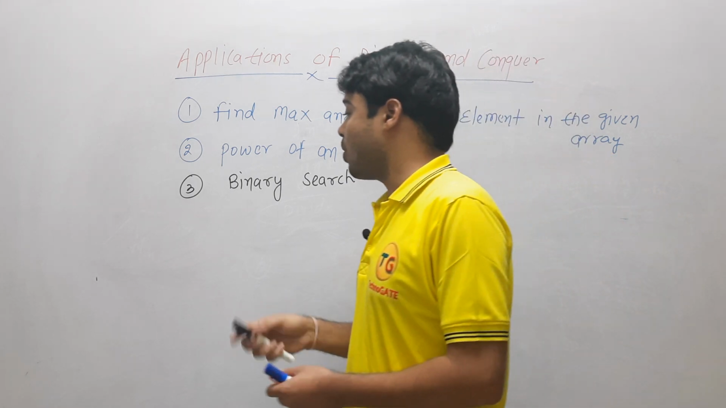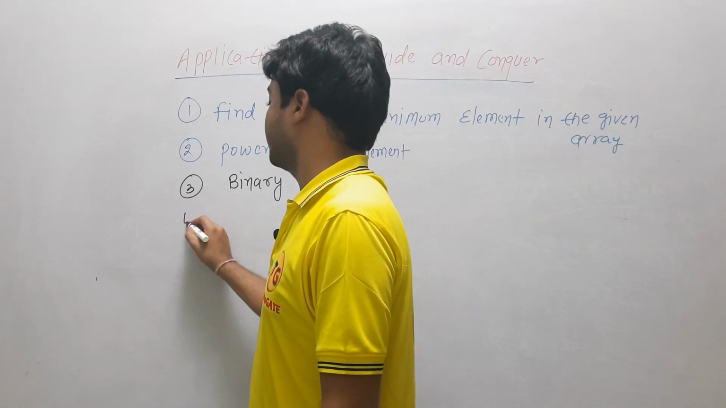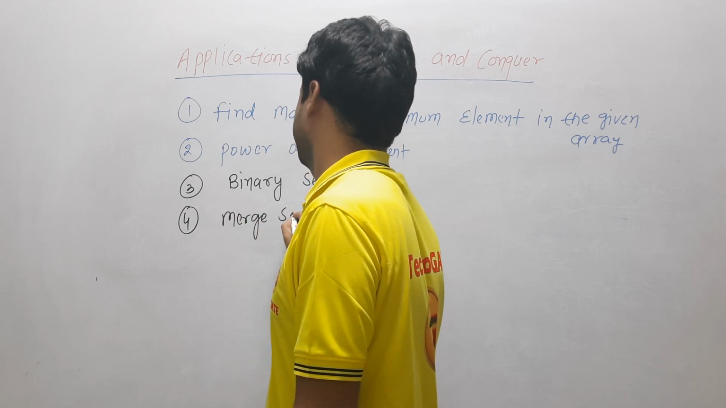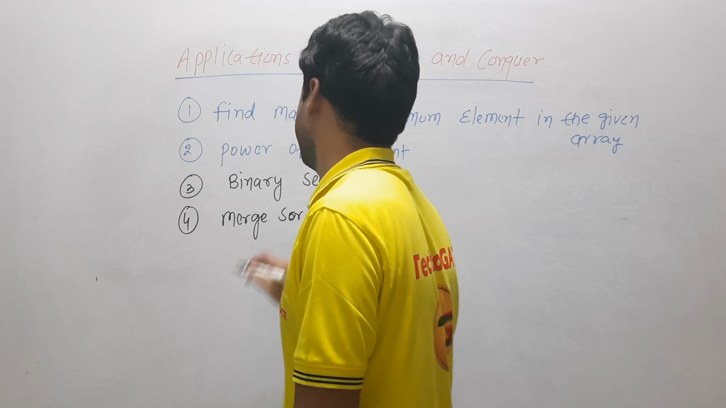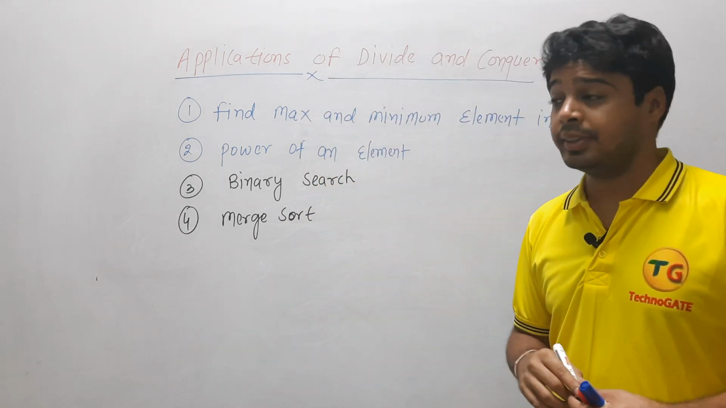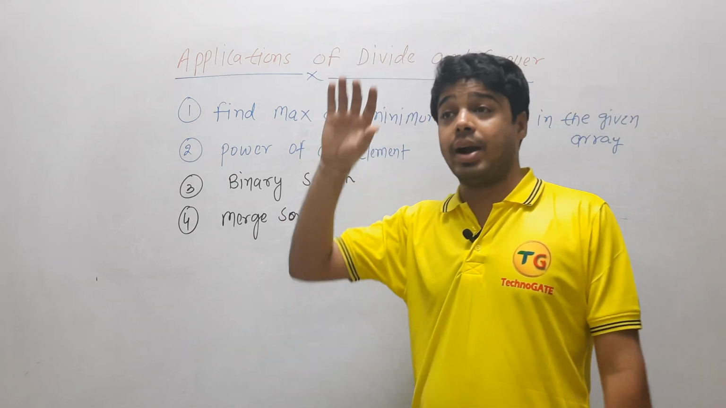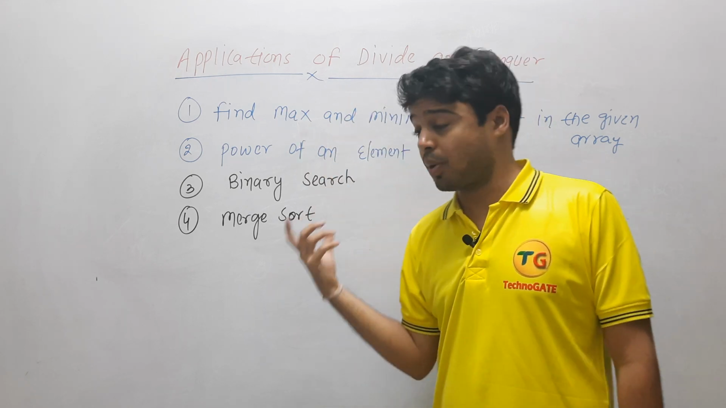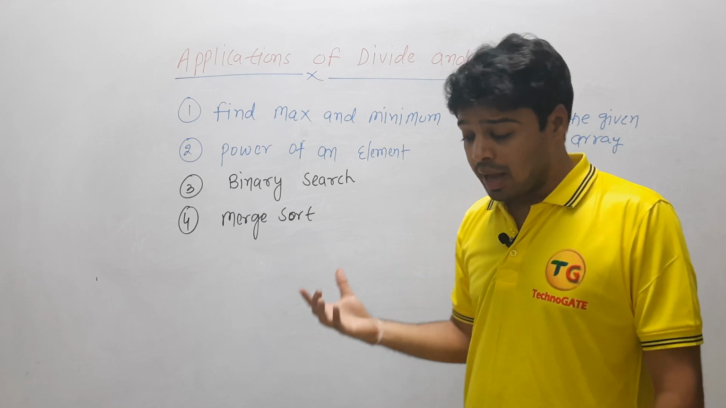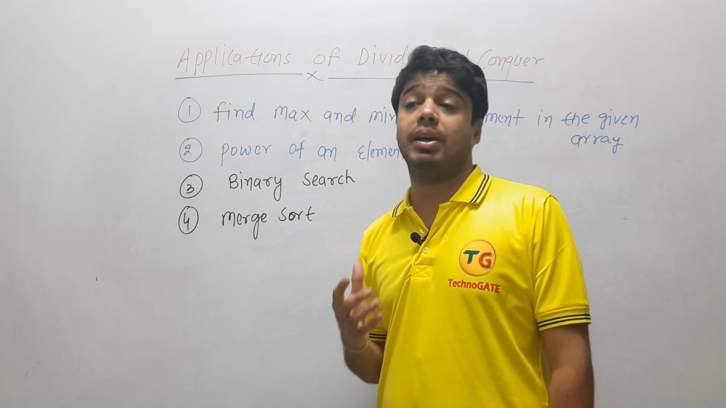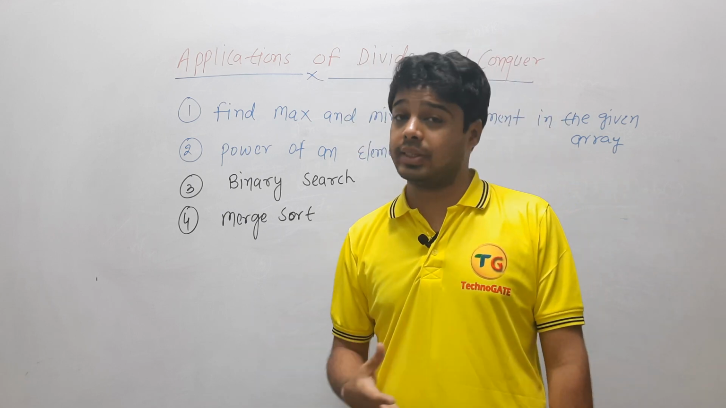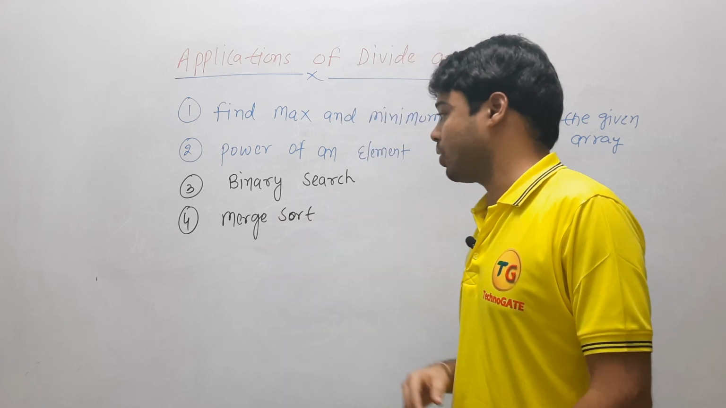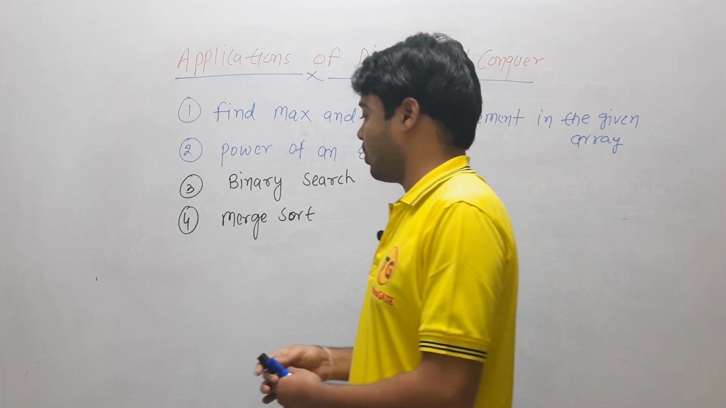Next, the fourth very important application is merge sort. In merge sort we divide the array recursively and we combine, meaning merging the array. So the merge procedure is very important. What is the best case, worst case, and average case time complexity? We will discuss all of that in the merge sort topic. It's a very important topic.